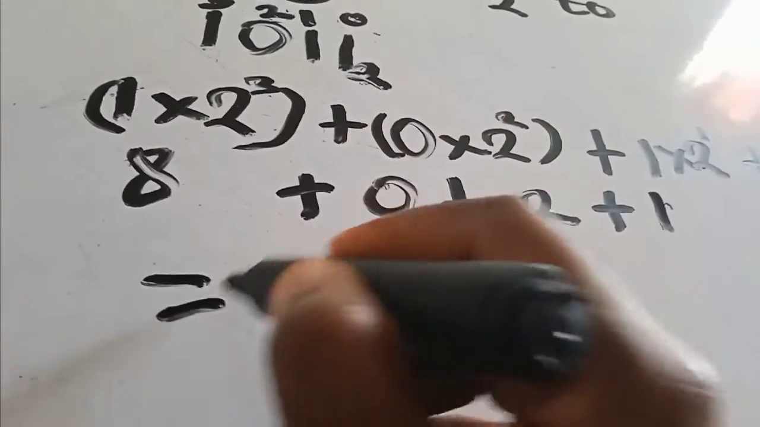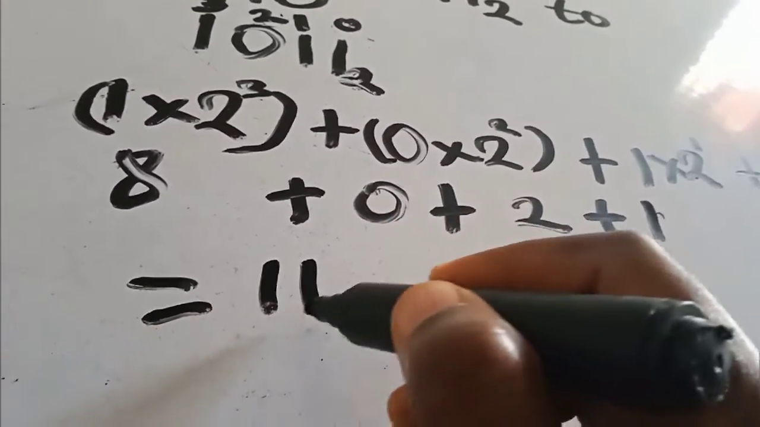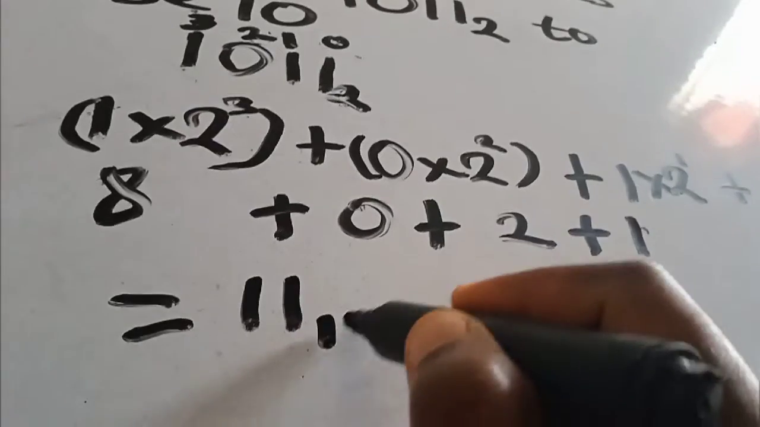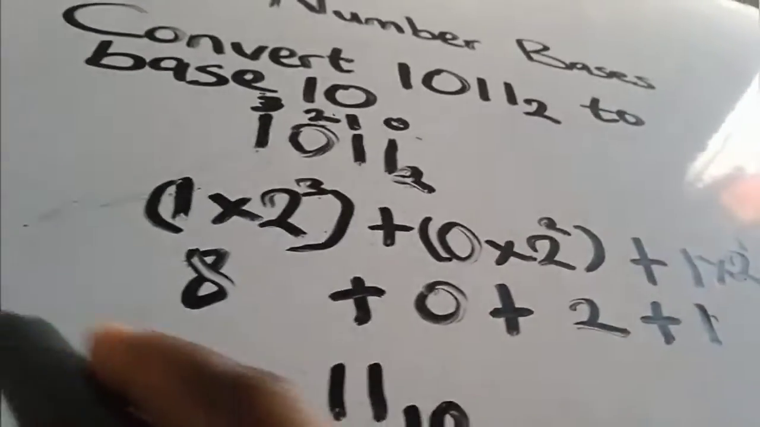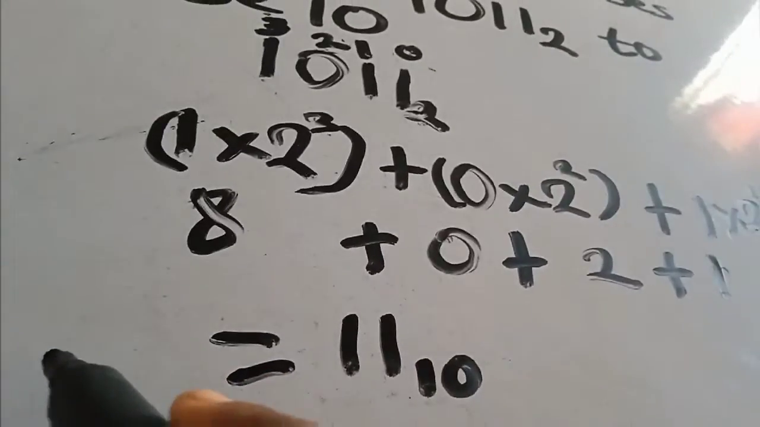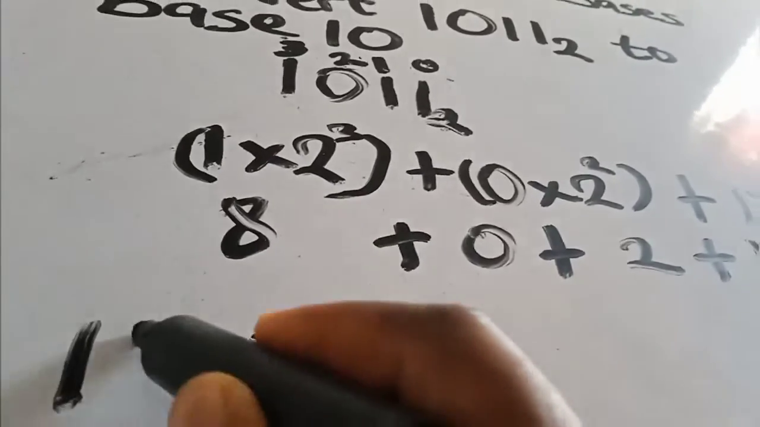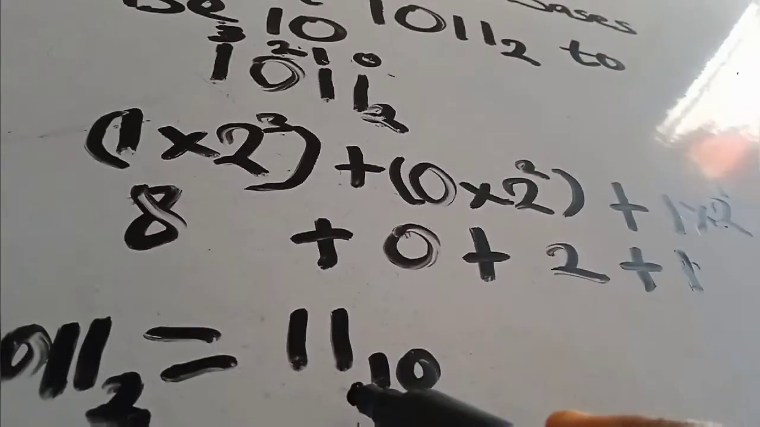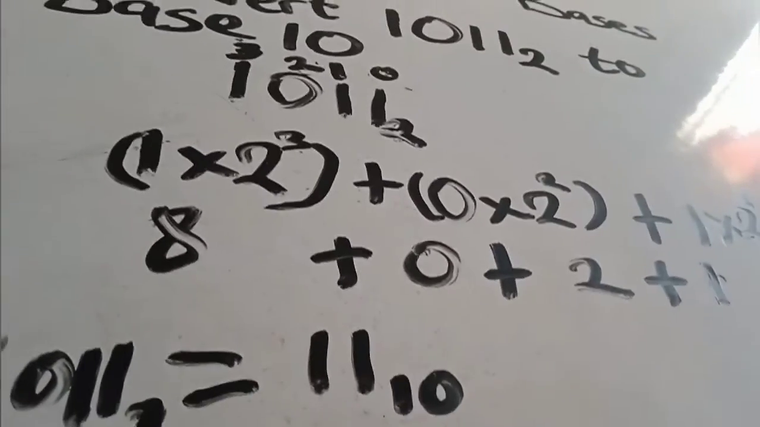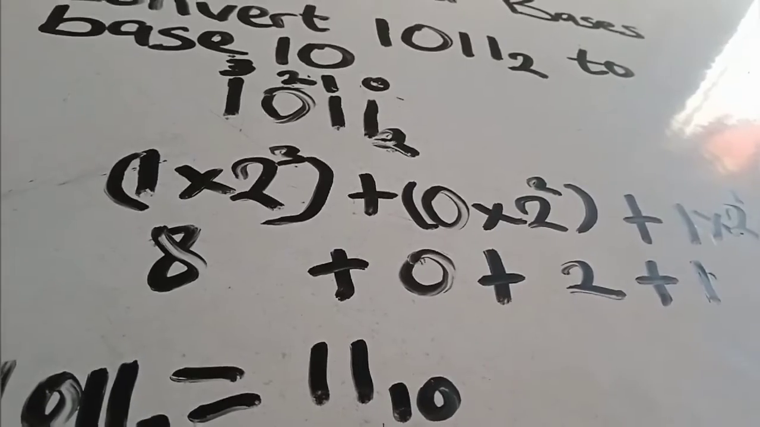So our answer is 11 in base 10. When you convert 1011 base 2, it becomes 11 in base 10. Very, very simple. We're going to take a further example.